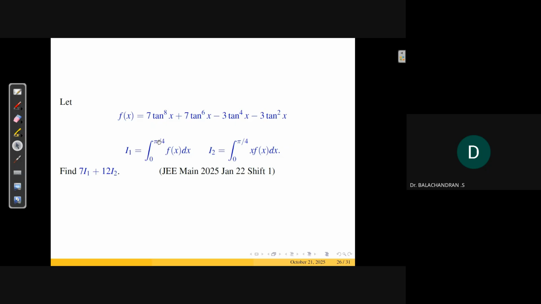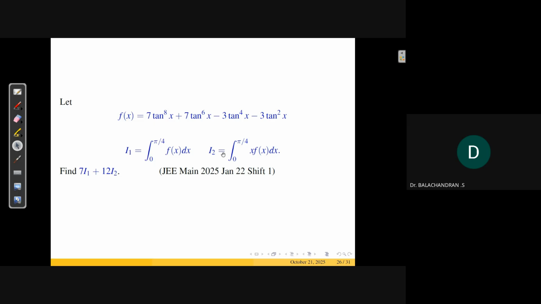I1 is the integral from 0 to pi by 4 of f of x dx. I2 is the integral from 0 to pi by 4 of x into f of x dx. We need to find the value of 7 into I1 plus 12 into I2. This problem was asked in January 2025.